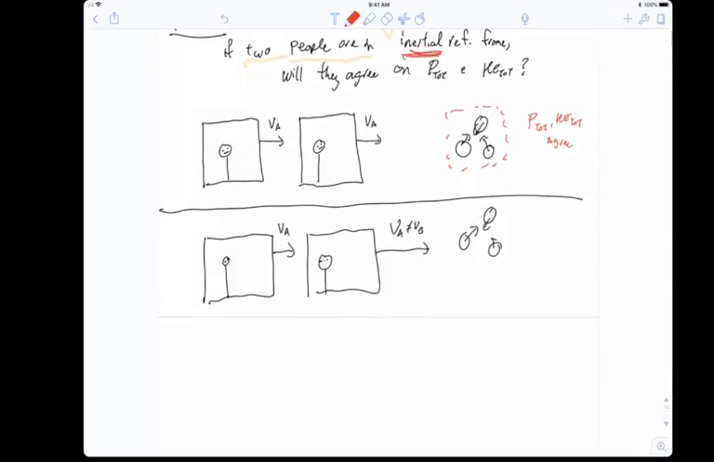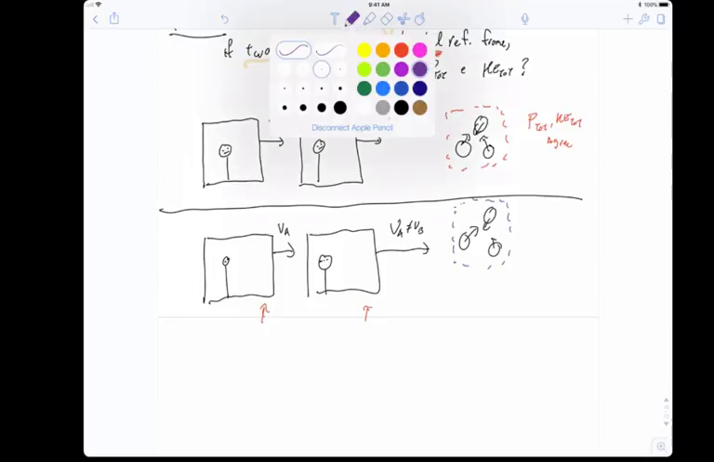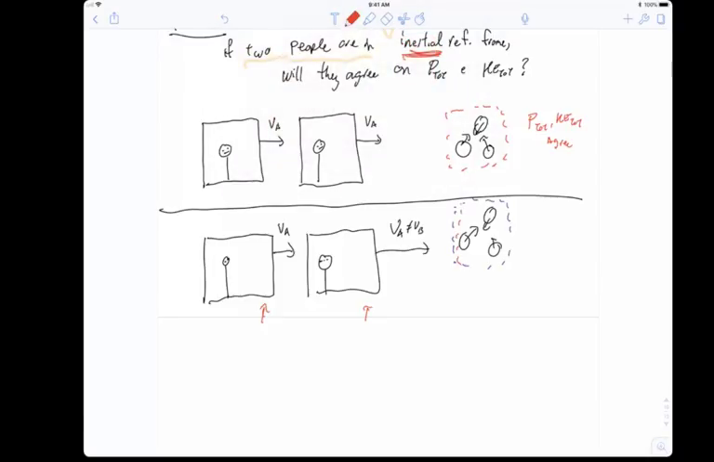Okay, let's compare these two people. They're both in inertial reference frames. Let's suppose they're both moving with constant velocities, but the velocities are different. If they're moving in different inertial reference frames, then they're going to come to very different conclusions when they study these boxes. Because they're in inertial reference frames, both are going to say the laws of physics hold, but they're going to disagree on P total.